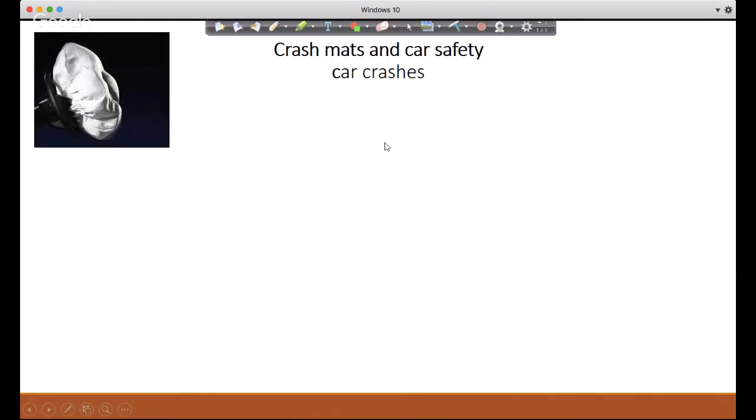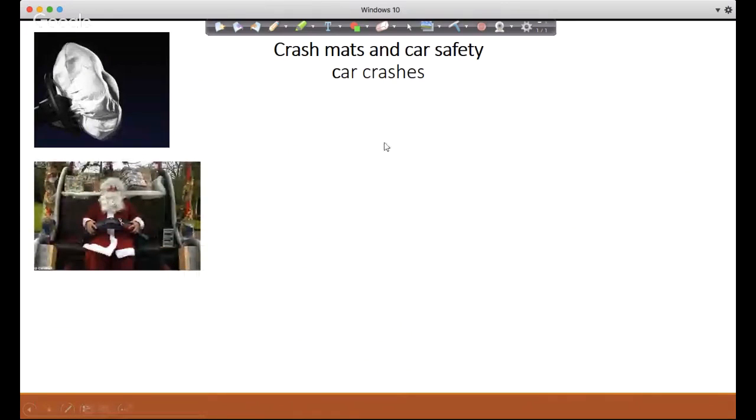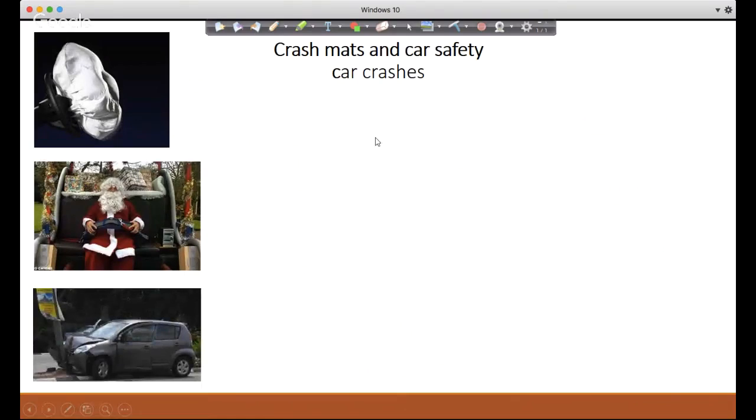Okay, so how can we use this idea of momentum to explain how things keep us safe? Now, in a car accident, there are three main features of a car that you need to be able to explain: airbags, seat belts, and I apologise for my Christmas theme again, and a crumple zone at the front. Okay, so how do each of these things keep us safe in a collision? And the science is exactly the same for each one.